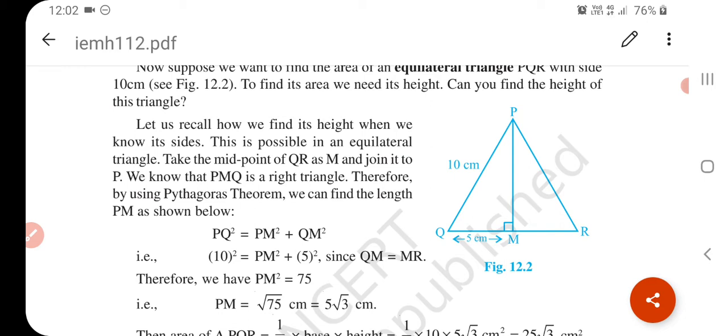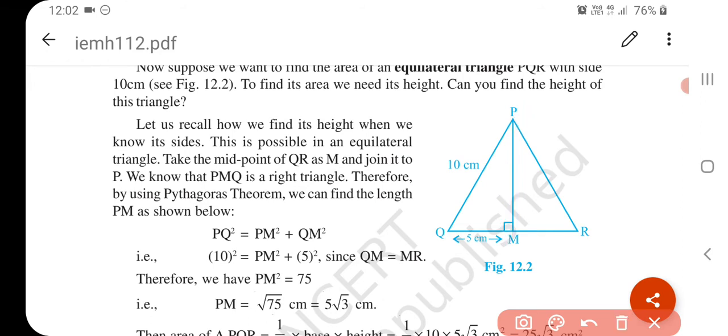So we know that PMQ is a right angle triangle. Now therefore by using Pythagoras theorem we can find the length of PM also. Means हम इस वाली side की भी length find कर लेंगे. Which side? This side. So we can easily find the length of this side also.